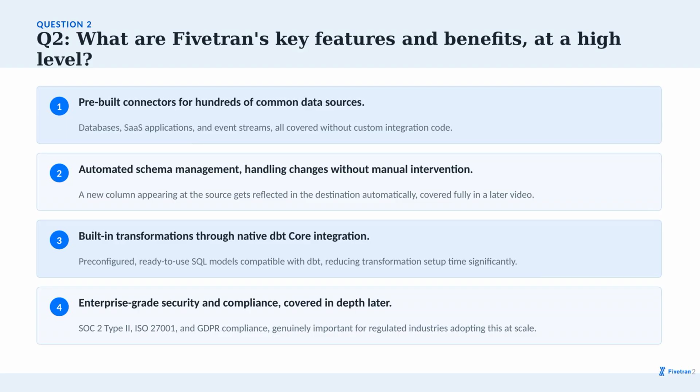Enterprise-grade security and compliance, covered in real depth later in this series, SOC 2 Type 2, ISO 27001, and GDPR compliance, genuinely important for regulated industries adopting this at real scale. A useful phrase for an interview: extraction and loading are automatic, but what happens after loading is genuinely still your team's own responsibility. How does data actually flow through Fivetran, end-to-end?